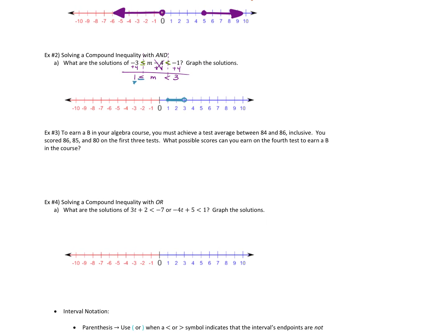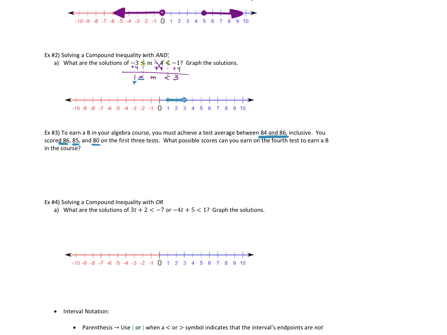Okay. So here's an example. It says to earn a B in your algebra course, you must achieve a test average between 84 and 86 inclusive. That means including 84 and including 86, okay? This is not true for our school, by the way. Ours would be 83 to 86. And that doesn't necessarily hold true for your test averages. You scored 86, 85, and 80 on the first 3 tests. What possible scores can you earn on the 4th test to earn a B in the course?